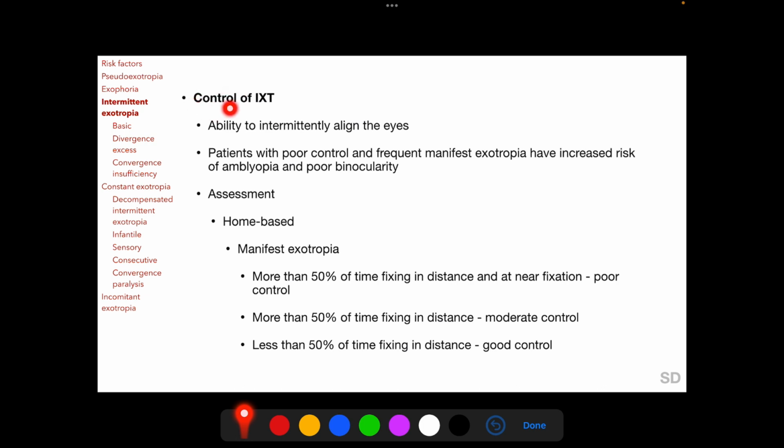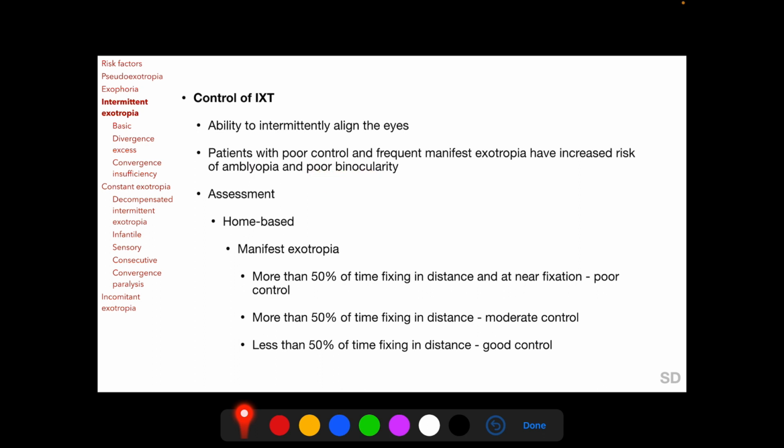Control refers to the ability of an intermittent exotropia patient to intermittently align the eyes. Patients with poor control of intermittent exotropia, and thus frequently manifest exotropia, have increased risk of amblyopia and poor binocularity with low-grade stereopsis.